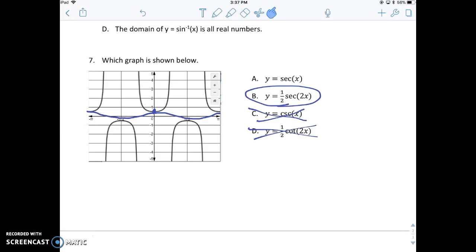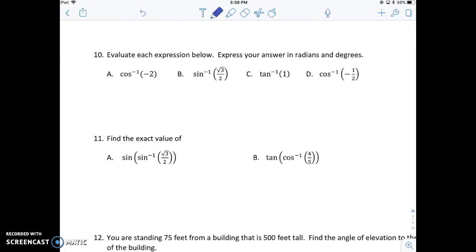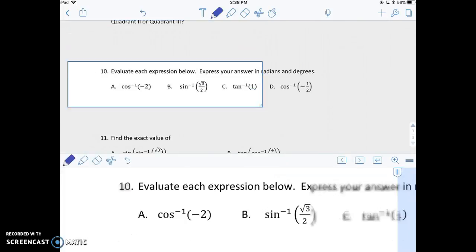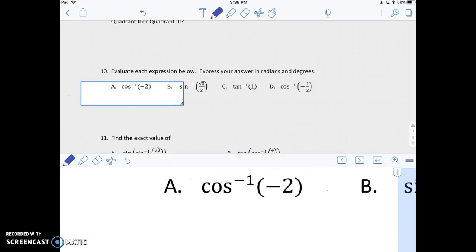But I'm going to move on to question number 10. A question like this will show up on the test. I believe you should be able to do this out of calculator. We're going to use what we know from the unit circle to do this, keeping in mind the domains of each function. The domain of cosine inverse and sine inverse is between -1 and 1. And since -2 is not between those two, we can't actually get a result for cosine inverse of -2. So this is going to be undefined.